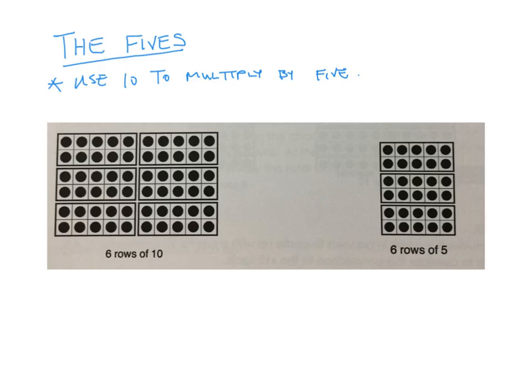Okay, ladies and gentlemen, we're going to work on multiplying by 5. Now, multiplying by 5 is one of those ones that a lot of people memorize quite easily, especially 5 times 1 all the way up to 5 times 12. The secret to the 5 is you always got to remember that 5 is half of 10.